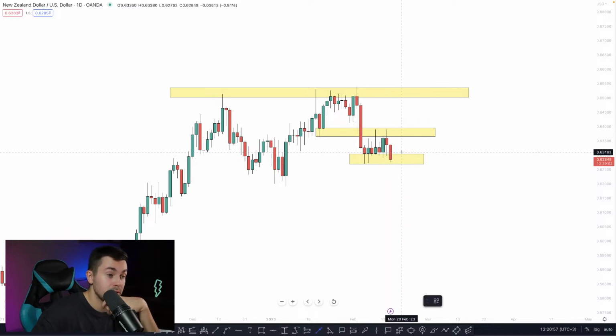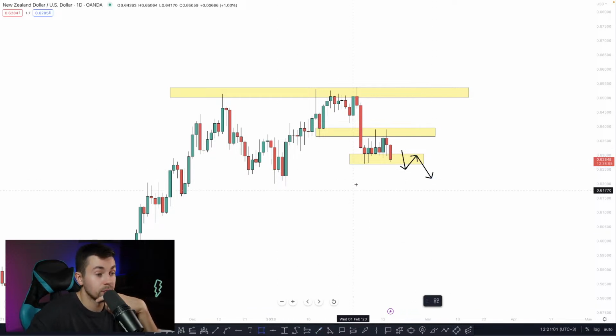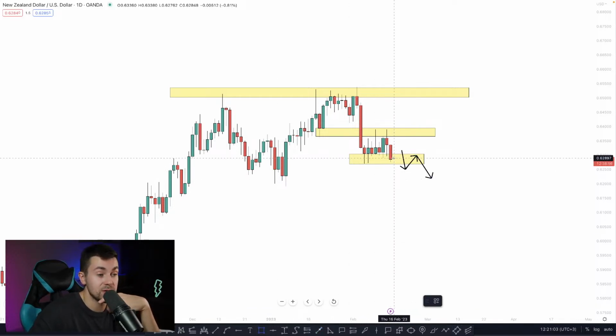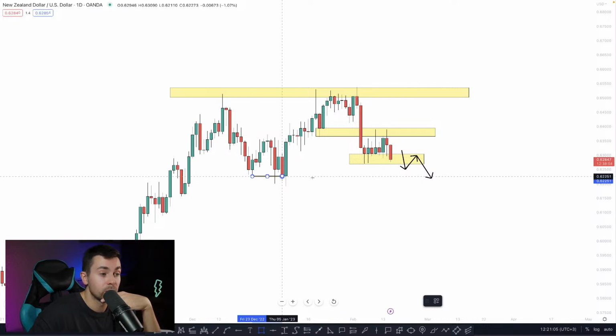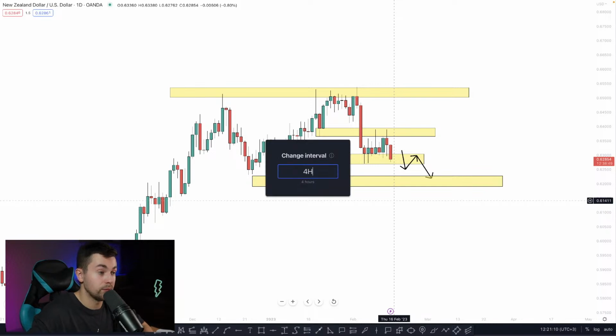And I think that the breakout of the range's support will push the price lower. I strongly believe that the support of the range will be broken right here, and after a breakout, we will expect a bearish movement to that support. So that can be your plan.